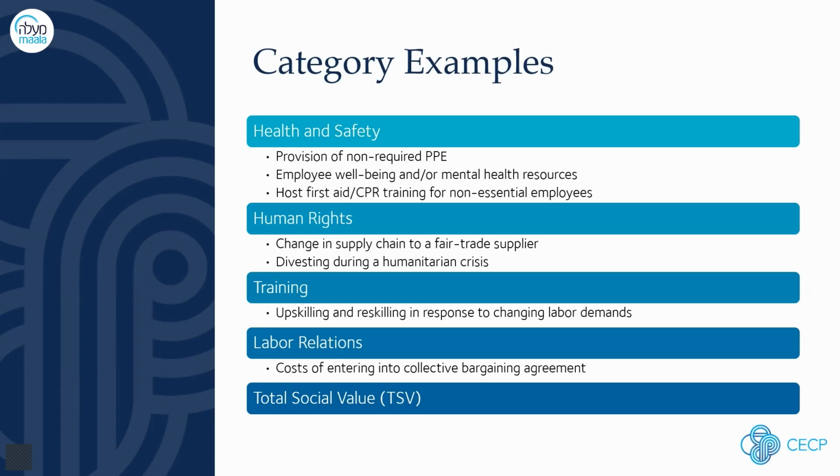Training, if you're upskilling or reskilling in response to changing labor demands. Right now, we're in the middle of an AI revolution. So bringing your employees along and bringing other people in the community along to be able to respond to those labor demands, that counts as well. Labor relations, if you enter into some kind of collective bargaining agreement, if your industry utilizes a unionized workforce, that will count as well. And then total social value, which we'll dive into a little bit more.